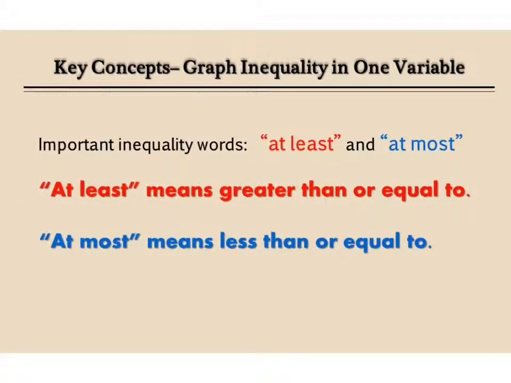There are some important inequality words that you're going to see, especially in word problems, and you'll see at least and at most. When you see at least, it means greater than or equal to. For example, I have at least $5. It means I have $5 or more. At most means less than or equal to. I have at most $5, means I could have $5 or I could have less than $5.